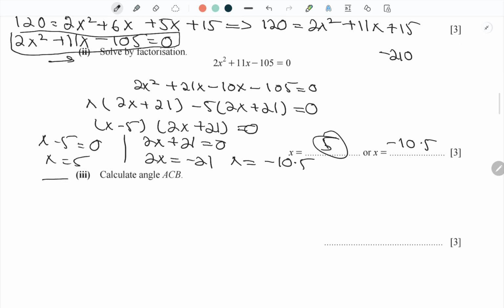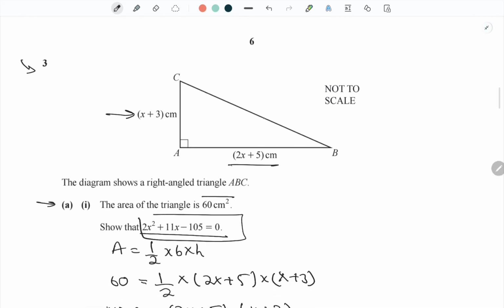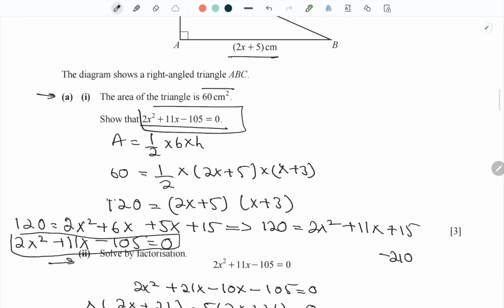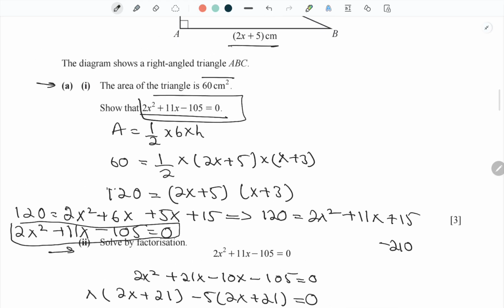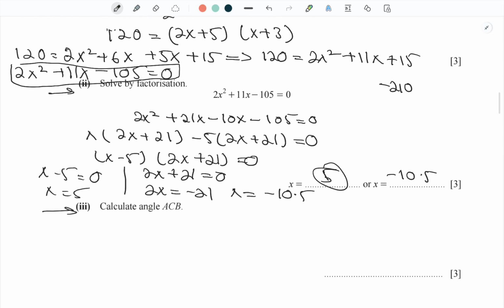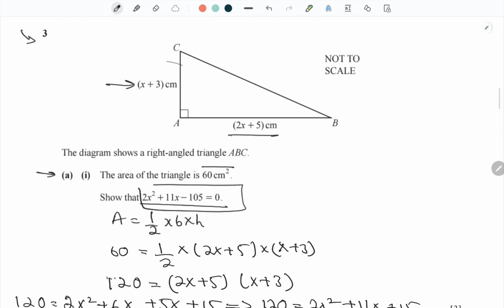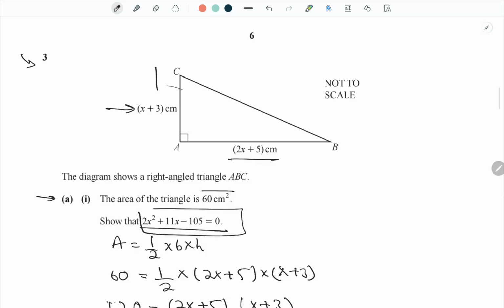Now in the next part, calculate angle ACB. So first we see what is the angle ACB we have. Now what is the value of x? We already found the value of x in the above part, that is 5, right? So we just pick the positive value. Now first we work out the side AC, okay? Side AC means this one.